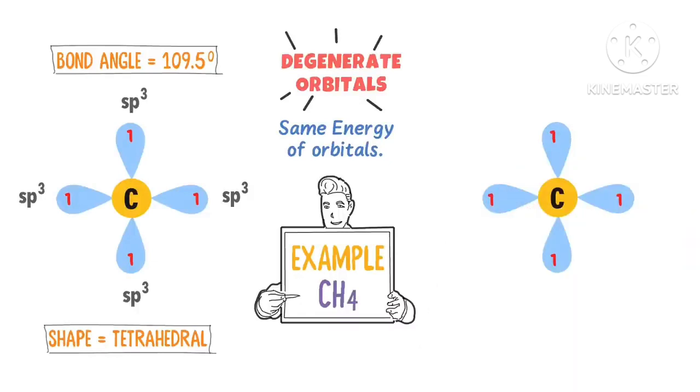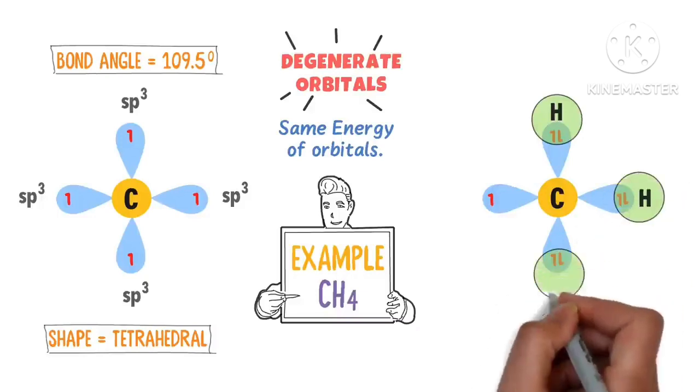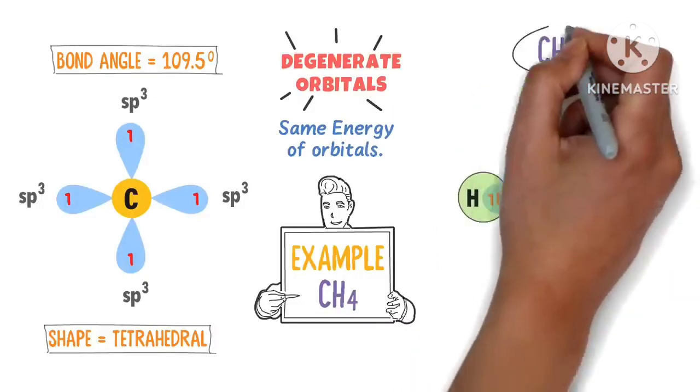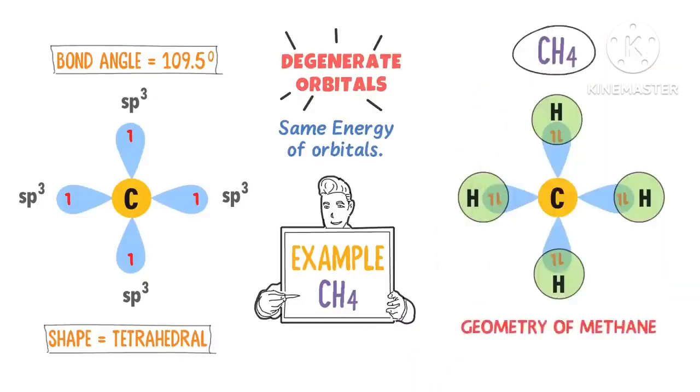According to valence bond theory or VBT, unpaired electrons are needed to form covalent bond. So 4 hydrogen atoms will share their single valence electron with the electron of hybrid orbitals of a carbon, and we get CH4. Thus this is the shape and geometry of methane CH4, in which carbon has sp3 hybridization. So note down this example.